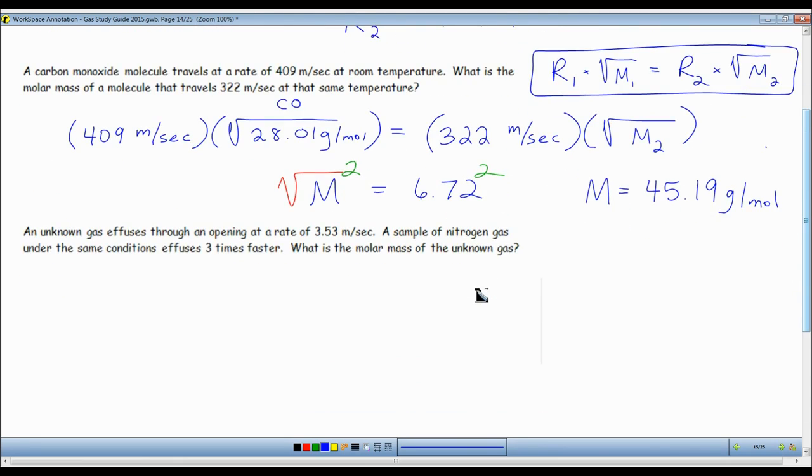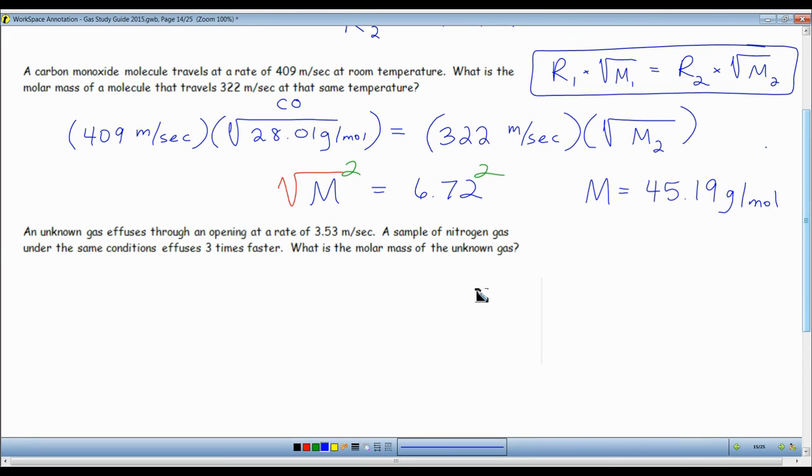All right, and then here's one other twist. An unknown gas effuses through an opening at a rate of 3.53 meters per second. A sample of nitrogen gas under the same conditions effuses 3 times faster. What is the molar mass of the unknown gas?